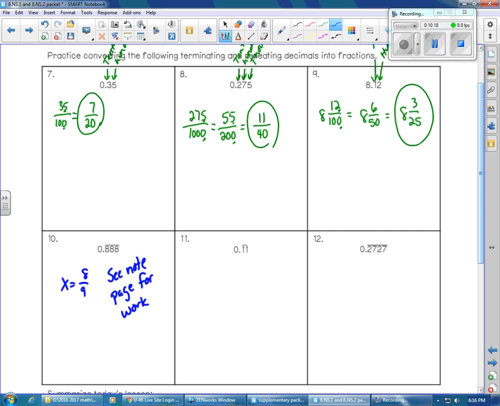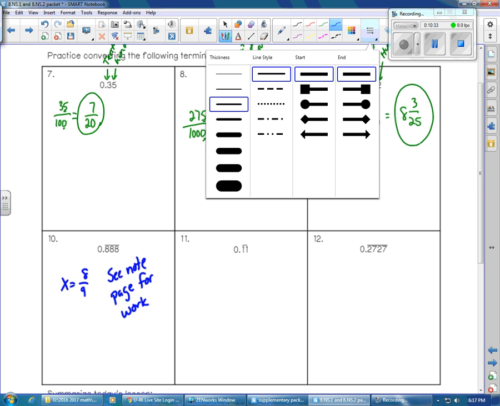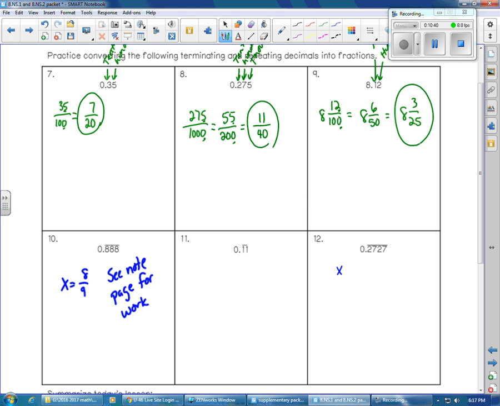If I set x equal to 0.27, oh gosh, let me erase that so it's neat. I'm going to try to get a thinner pen here. For some reason, my pen keeps getting fat on me. So we're going to set x equal to 0.2727, repeating.